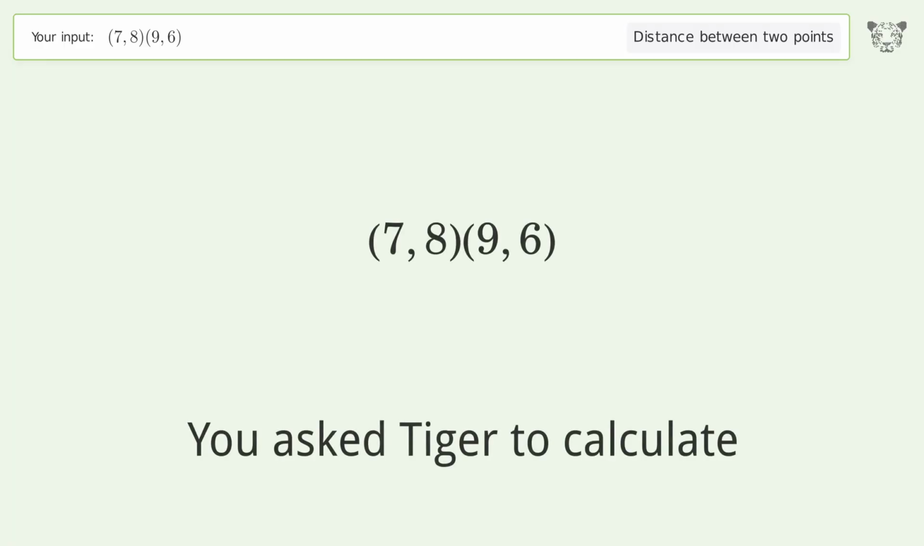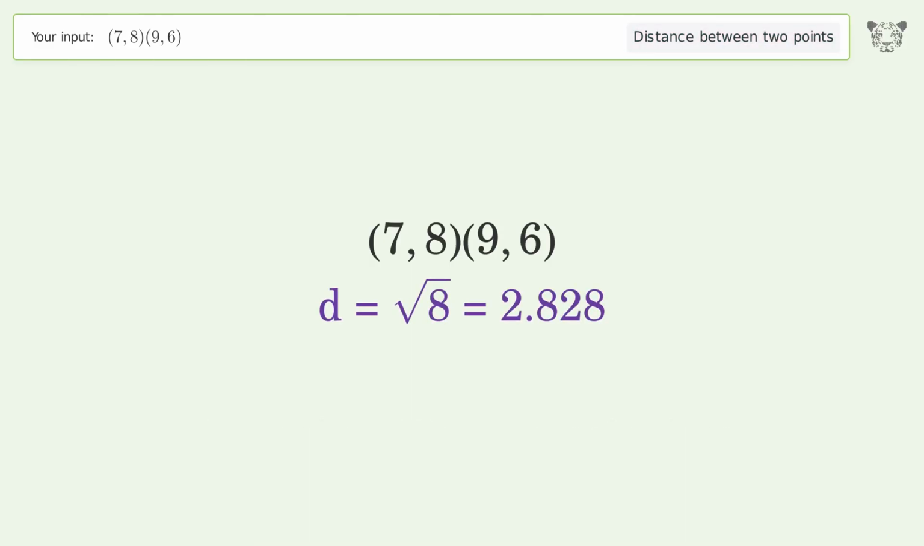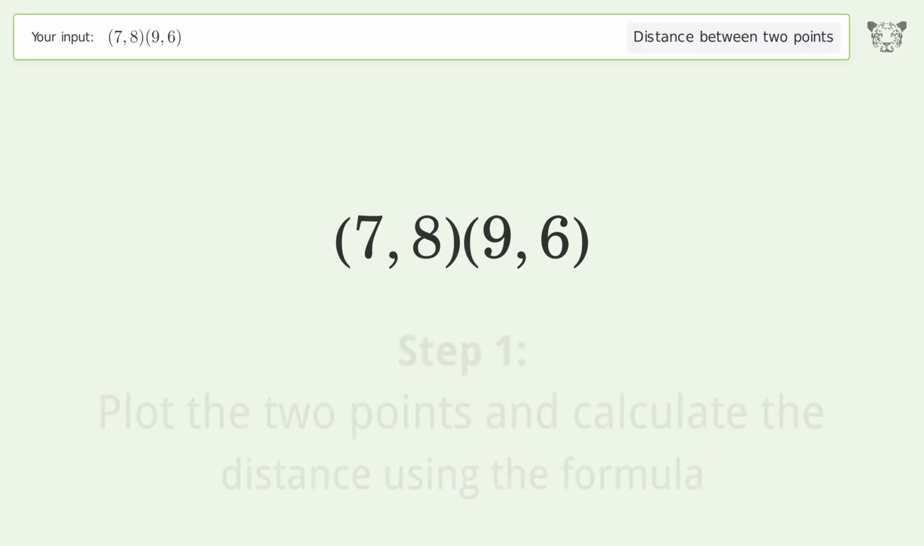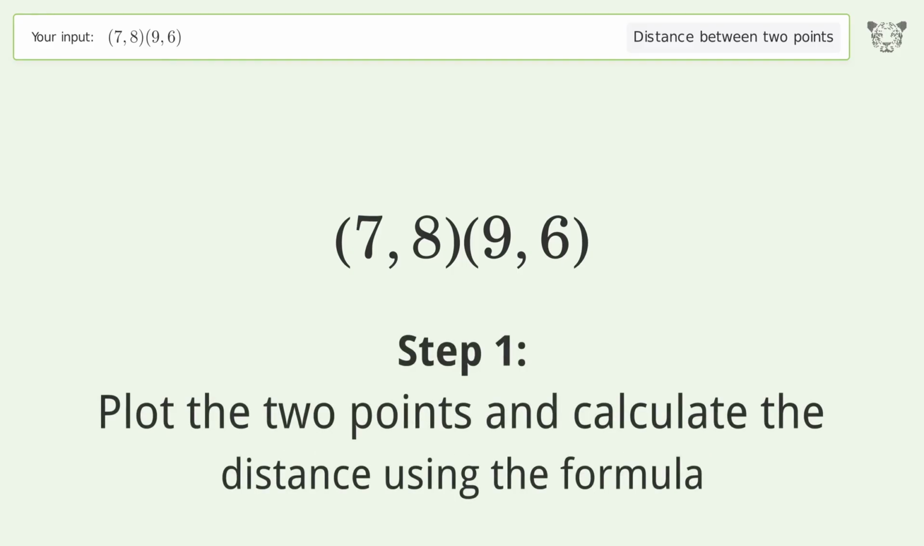You ask Tiger to calculate the distance between 2 points. The distance between the 2 points is the square root of 8, or 2.828. Let's solve it step by step. Plot the 2 points and calculate the distance using the formula.